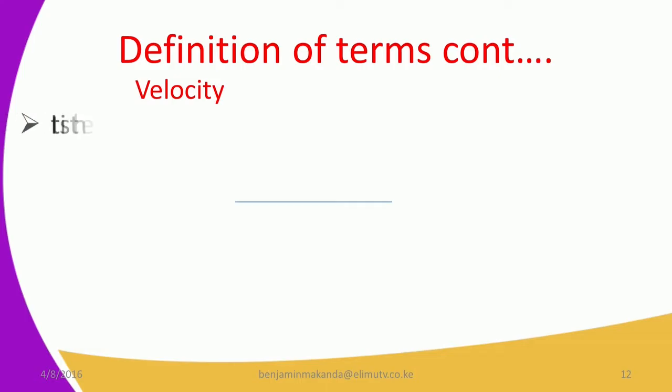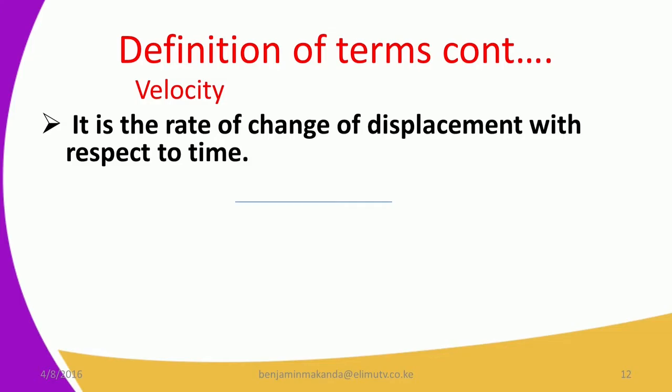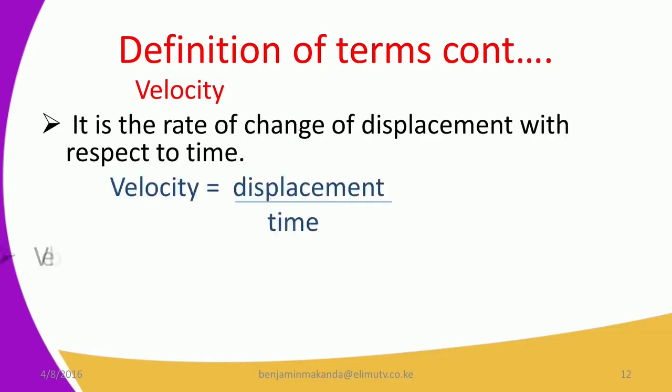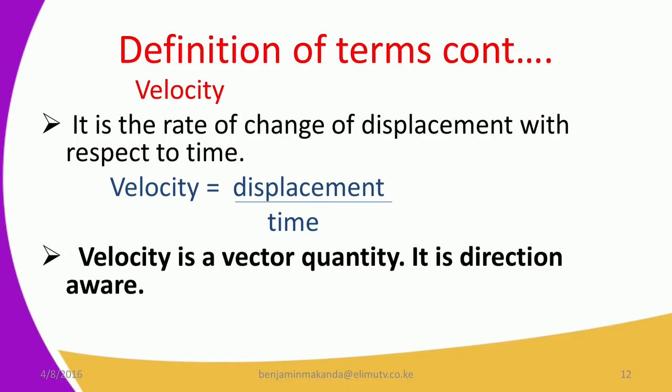Velocity is the rate of change of displacement with respect to time. Velocity is given by displacement divided by time. Velocity is a vector quantity. It is direction aware.